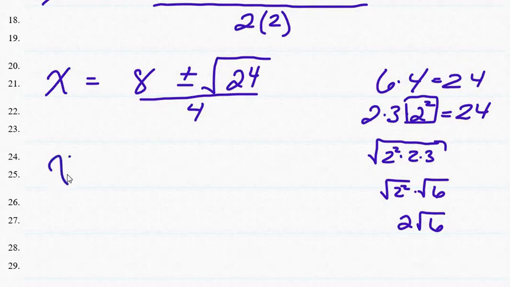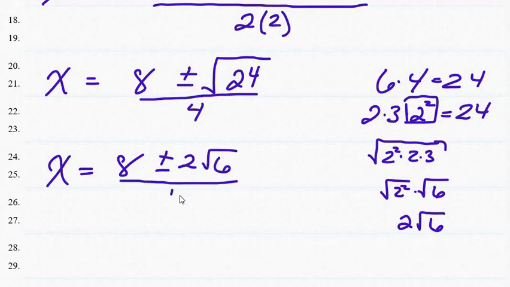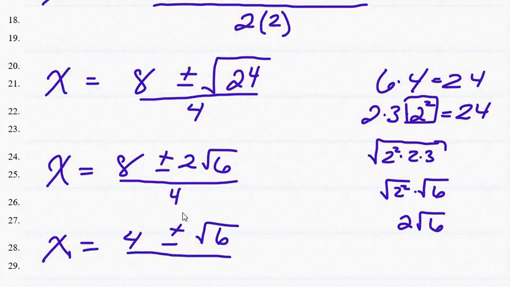Let's rewrite this. So x is equal to 8 plus or minus 2 times the square root of 6, and it's all over 4. Now, there's a number that goes into 8, 2, and 4. Do we know what it is so we can reduce this down? Well, we know 2 goes into 8 4 times, 2 goes into 2 1 time, so we'll just write a 1 here, and 2 goes into 4 2 times.